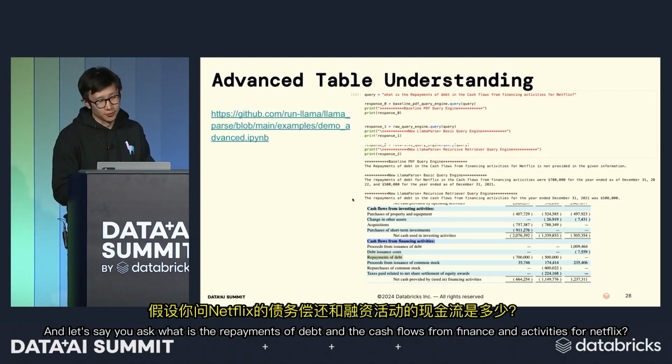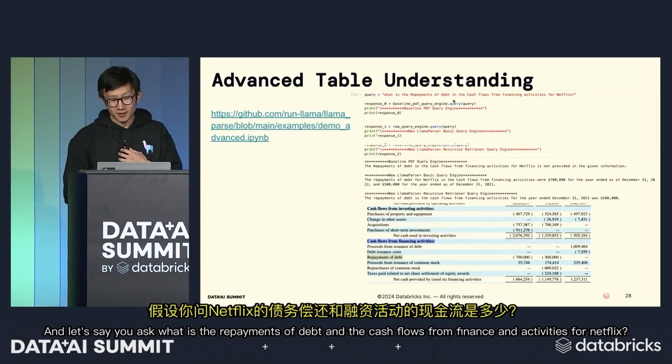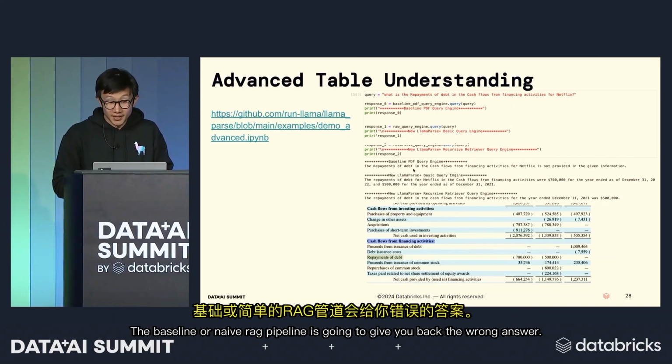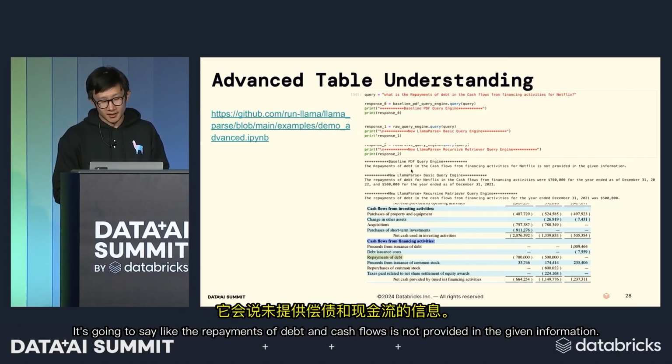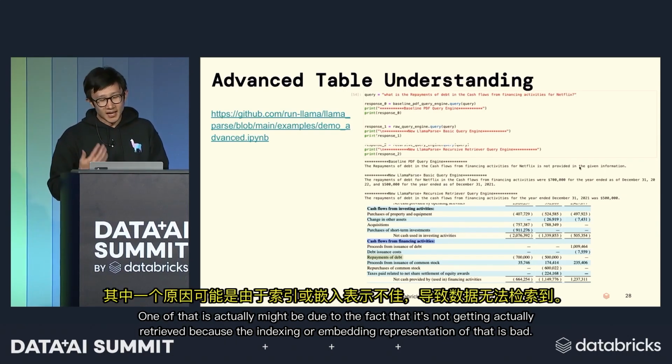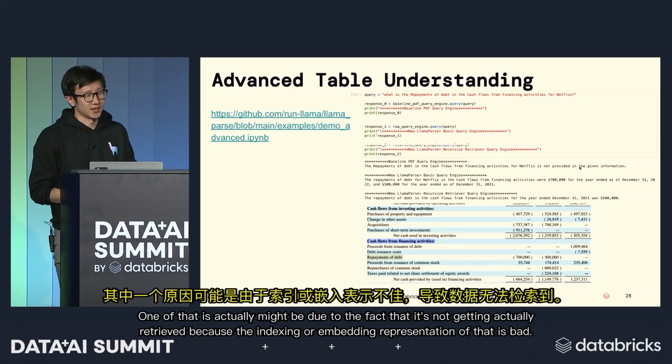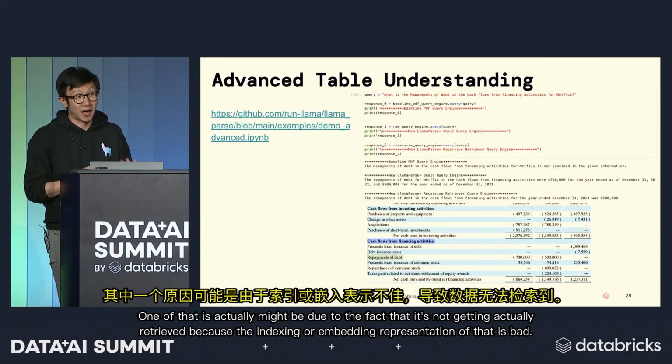And let's say you ask, what is the repayments of debt and the cash flows from financing activities for Netflix? The baseline or naive RAG pipeline is going to give you back the wrong answer. It's going to say the repayments of debt and cash flows is not provided in the given information. Part of that might be due to the fact that it's not actually getting retrieved because the indexing or embedding representation of that is bad, right?